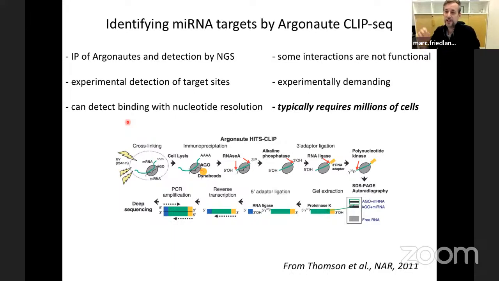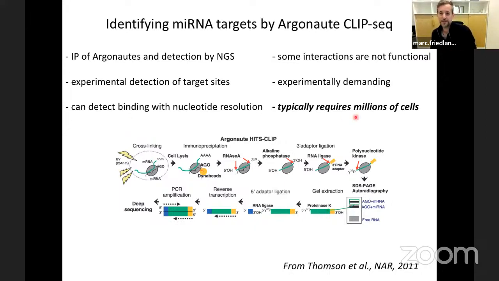So even though you maybe detect a genuine interaction between Argonaute and an RNA in your sample, this doesn't mean that repression takes place. And also the method is very experimentally demanding. So you need good antibodies, you need to UV crosslink, you need gels. It's a very long protocol that can take upwards, I think, of 5-6 days. And also importantly, you typically require in the order of millions of cells to actually do this.